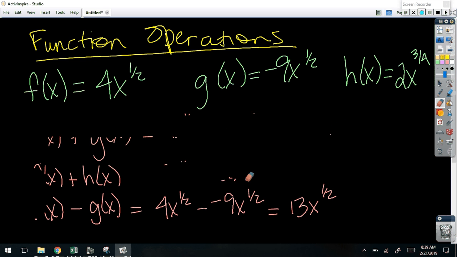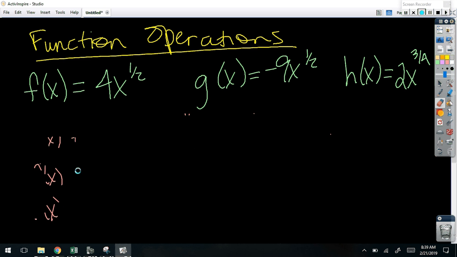All right, let's move on to multiplication. Using the same functions, I don't understand why erasing is hard for the software. It wants you to just keep writing instead of erasing, because erasing means that you made a mistake. And let's do multiplication.